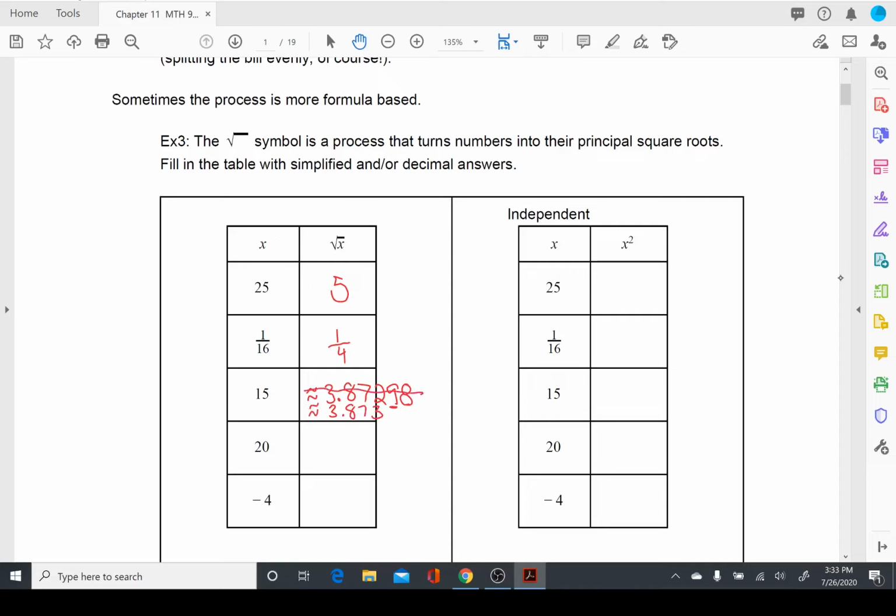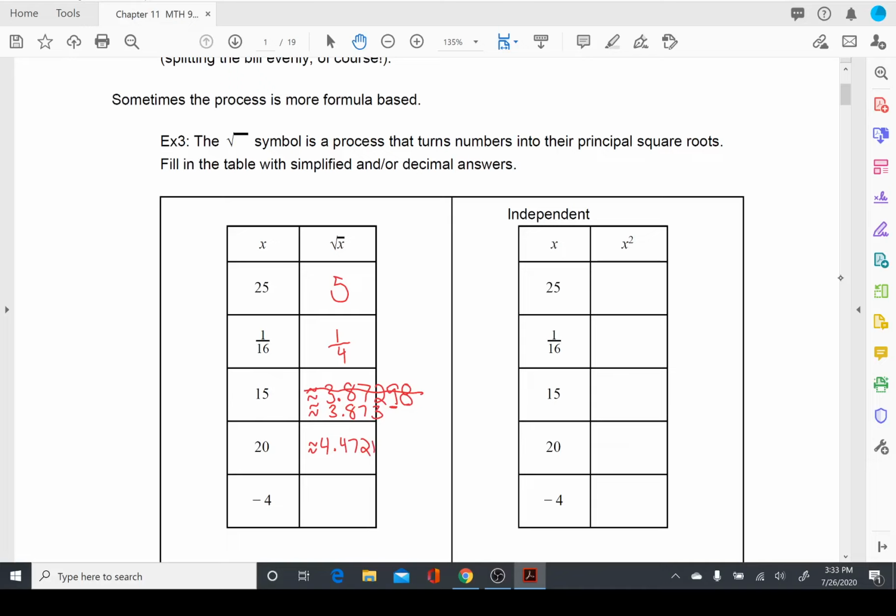Square root of 20, again, square root of 20. We'll have to do a decimal approximate for that one. And this one is 4.4721. And because the number after 1 was a 3, I can just leave the 1 alone.